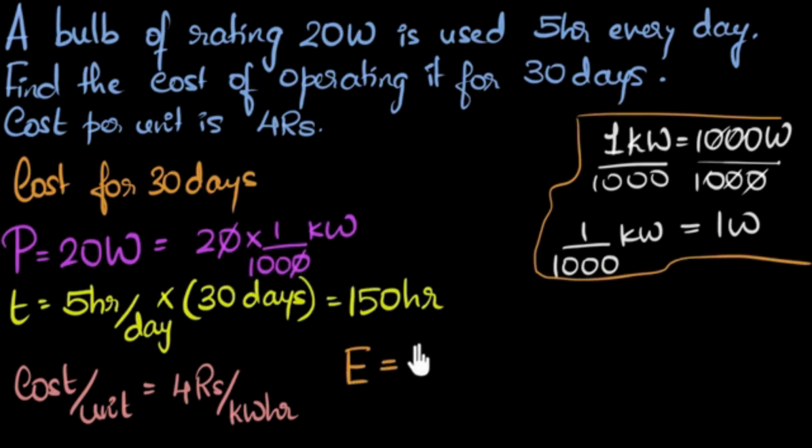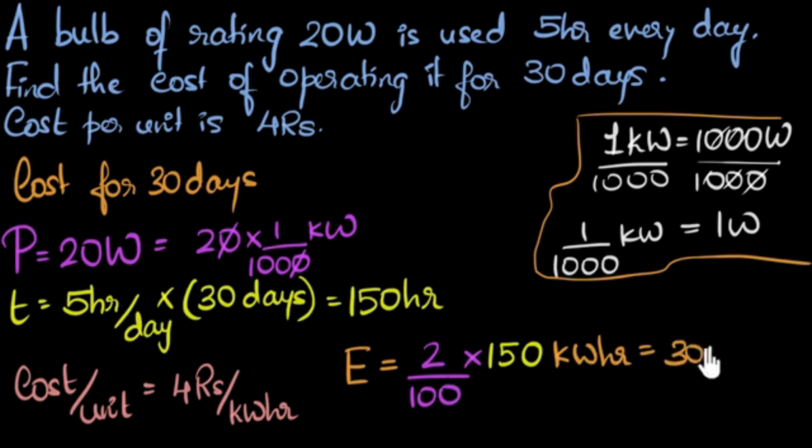That will be 2 over 100 times 150 kilowatt hour. I'm directly writing the units here, kilowatt hour. And that's going to be, let's see, 2 times 150 is 300. So 300 divided by 100. That's going to be 3 kilowatt hour or 3 units.